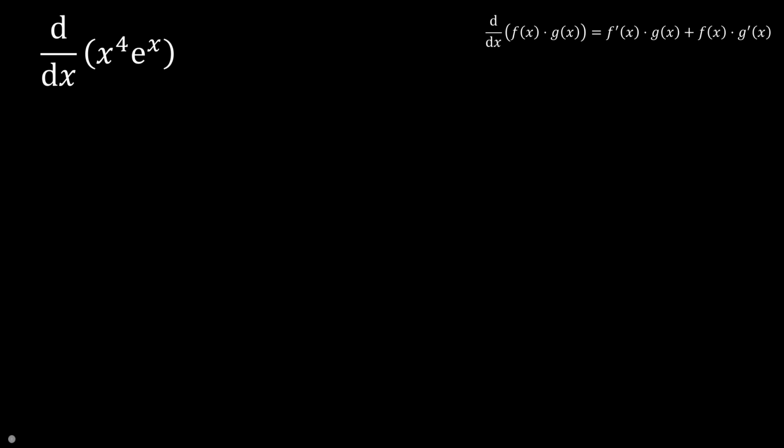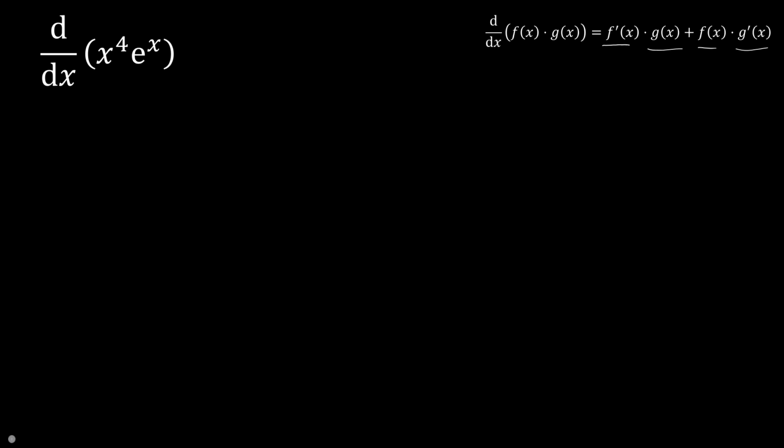All right, so what is the derivative of x to the fourth times e to the x? So here you can't use the power rule. So you're going to have to use the product rule. Basically how I think of this is take times leave plus leave times take. And you'll see what I mean.